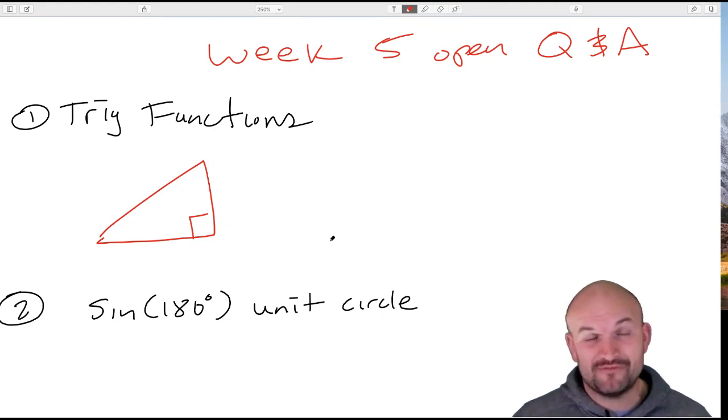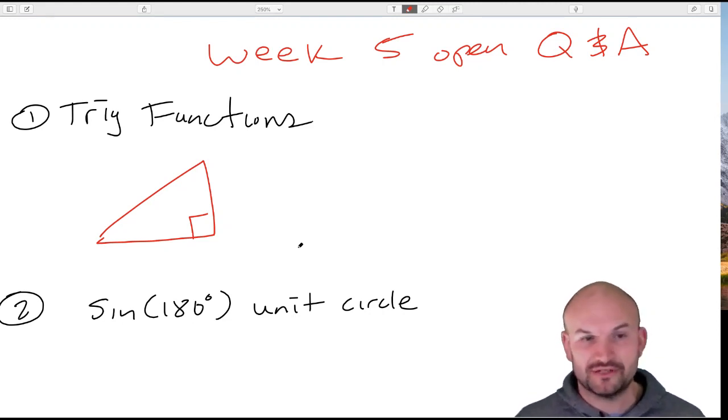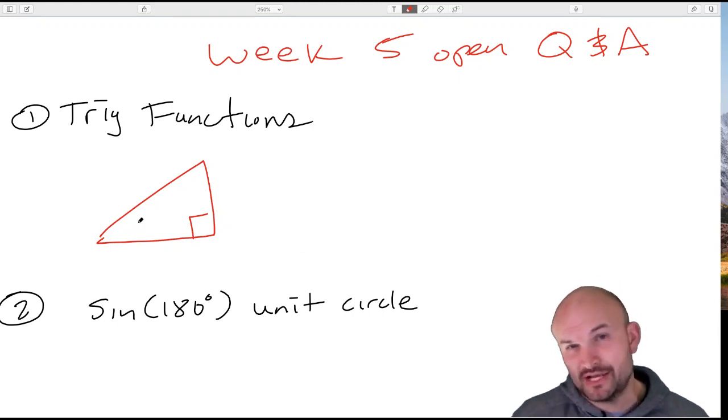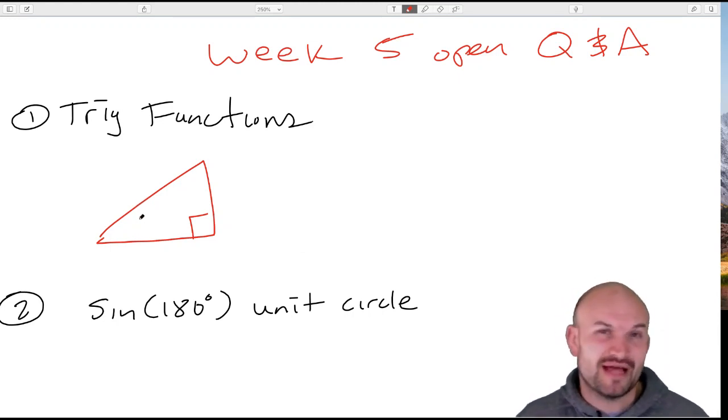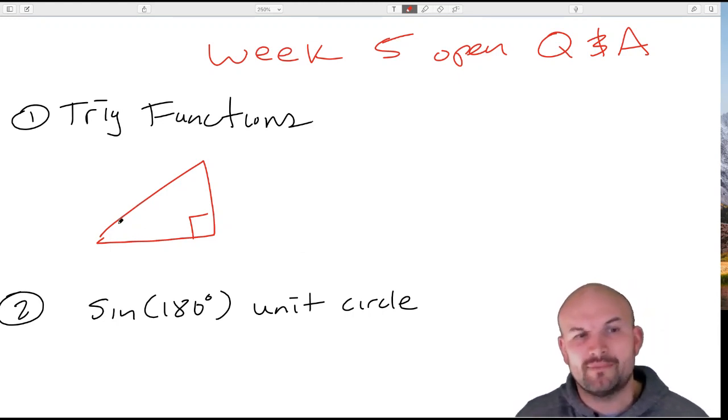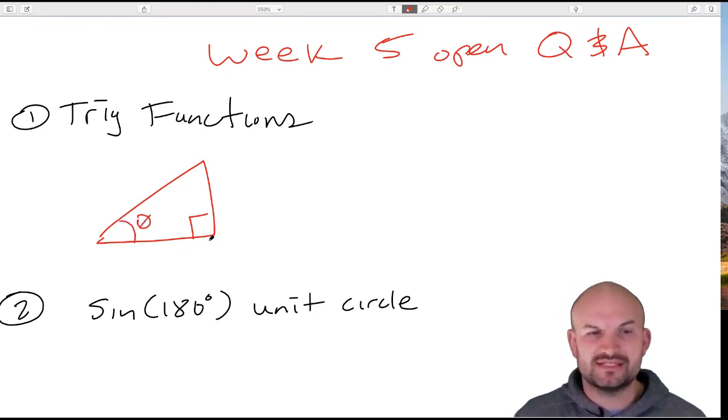And actually, when I first went through the trig functions a couple years ago, I remember I didn't really understand them. Like I knew what they were, I knew how to apply them, but I didn't really know what they were all about. So, let's just say we have a triangle, right?